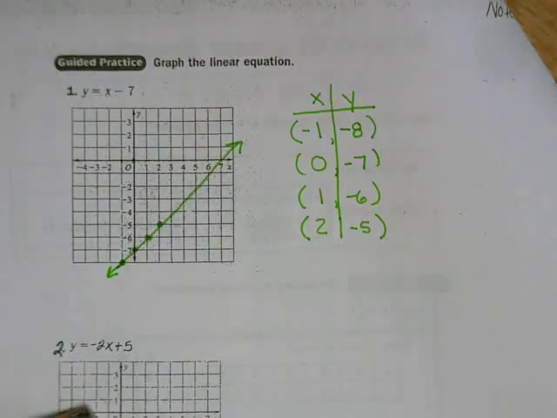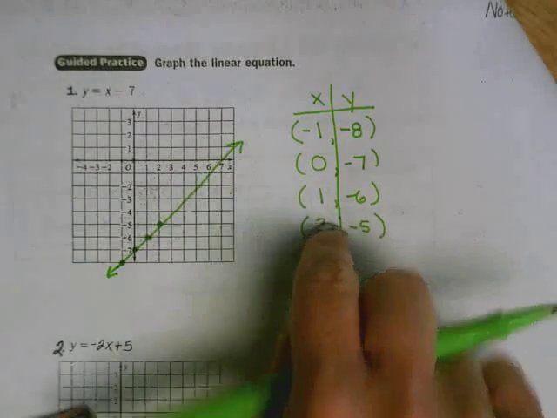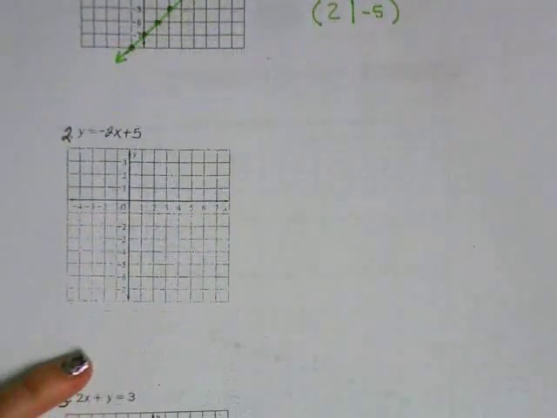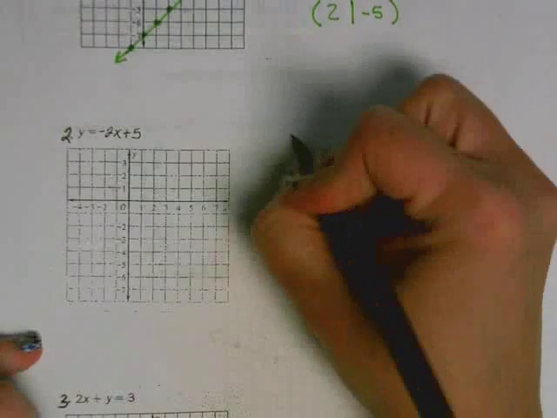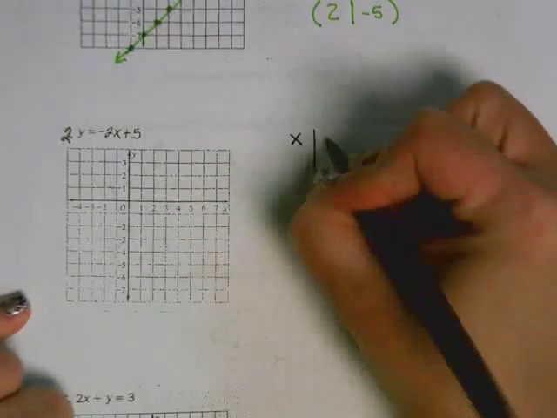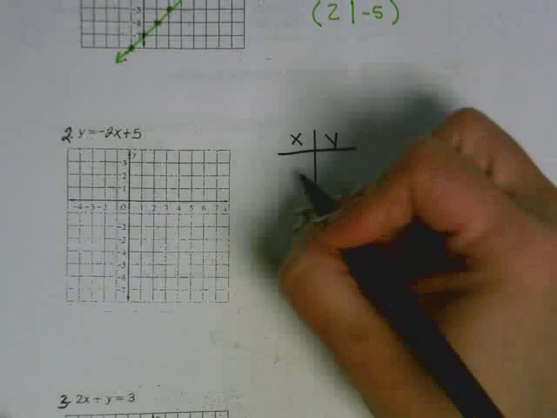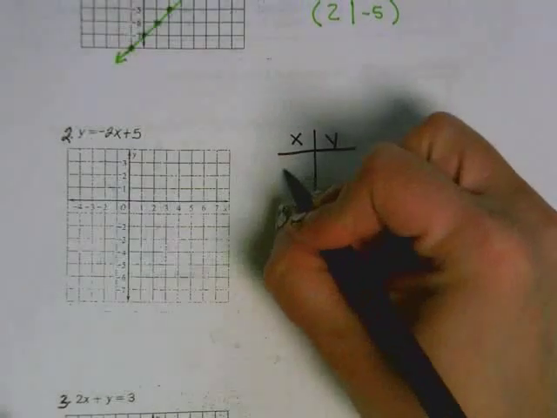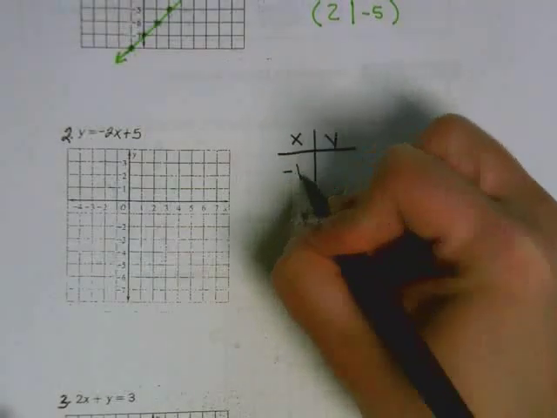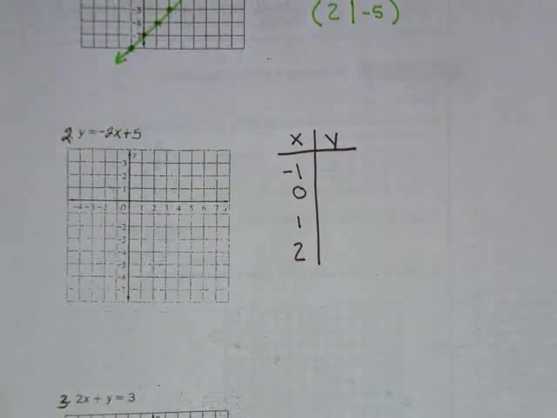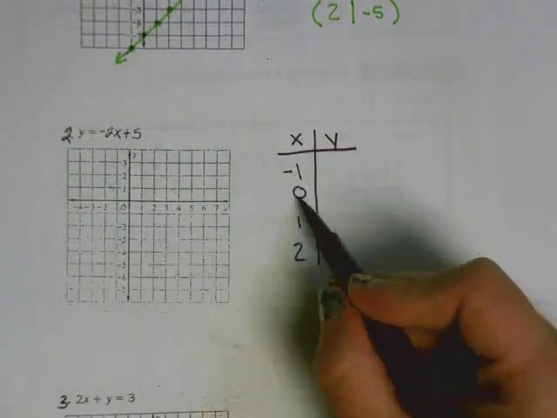So the hardest thing we're going to do is try and just make these tables. Let's try it with one more. Get a different color here. Go ahead and make on the side your x and y table. And this time we're going to try the same x values. Anytime we do this, we're going to try and use the same ones so that we can check our own work with each other. -1, 0, 1, and 2.